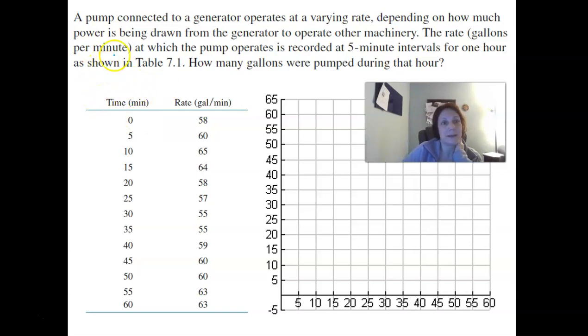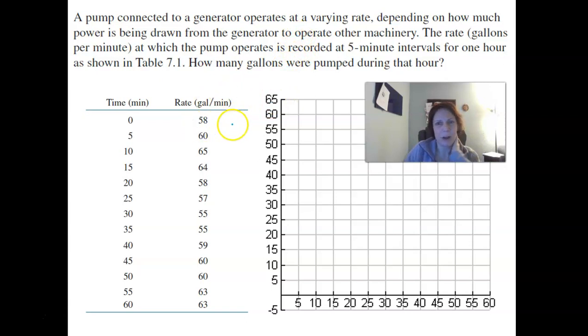So you'll notice here, again, this is one of the examples I was talking about earlier. A pump is connected to a generator that operates at a varying rate. So the pump is constantly getting a different amount of power, which means it's constantly changing the rate at which it can work. It says it's recorded in 5-minute intervals for 1 hour. So notice at time equals 0, it was pumping at 58 gallons per minute, and then it started doing better, and then it kind of went back down again, and then it started doing better again. So I can graph this if I want to be able to draw my rectangles and approximate, but all I'm doing is a RAM here.